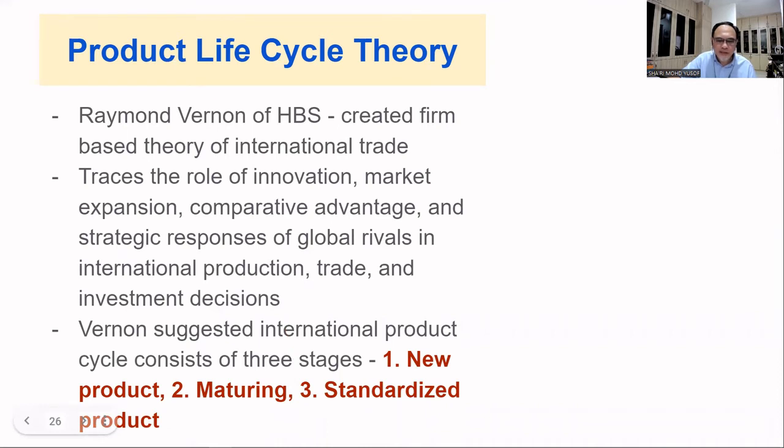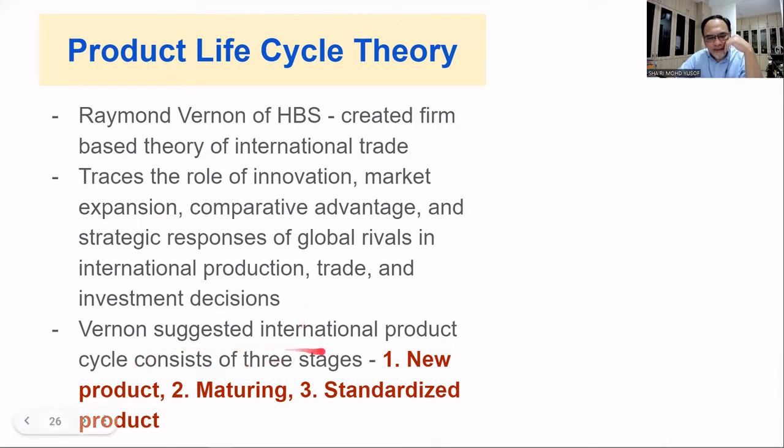Okay, the first theory was developed by Raymond Vernon. He created a firm-based theory of international trade, where he traced the role of innovation. So the concept of innovation influences trade. Market expansion also influences trade. Comparative advantage is included. Strategic responses of global rivals, international production, trade, and investment decisions. So it is not as simple as what the country theory has assumed.